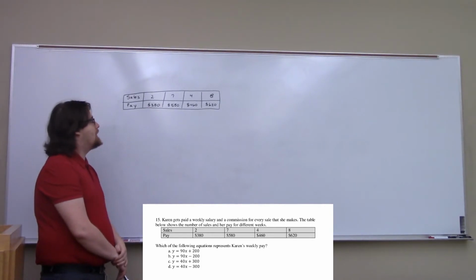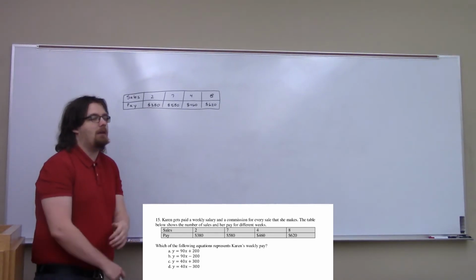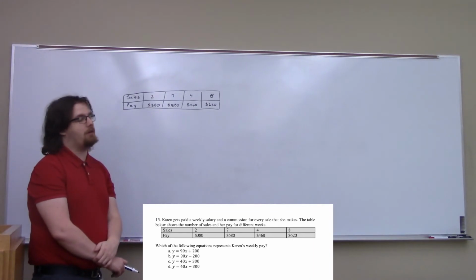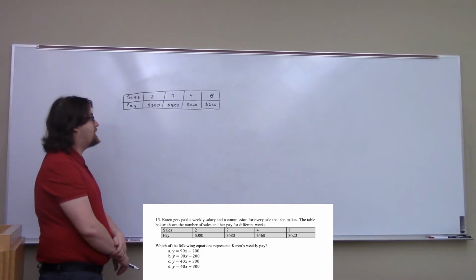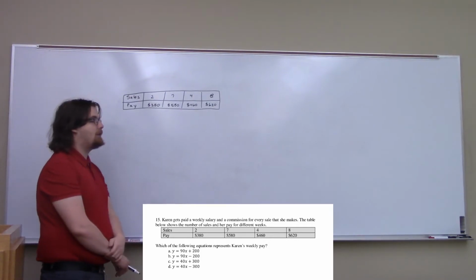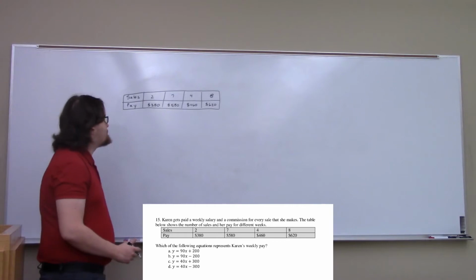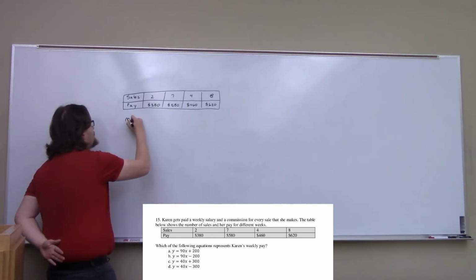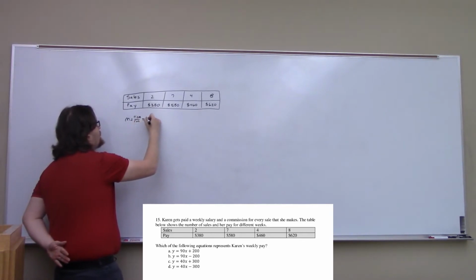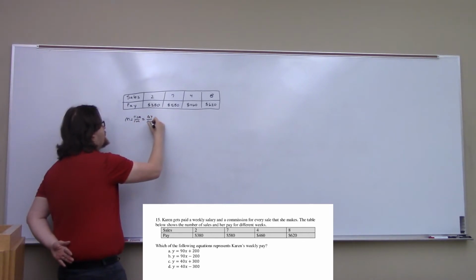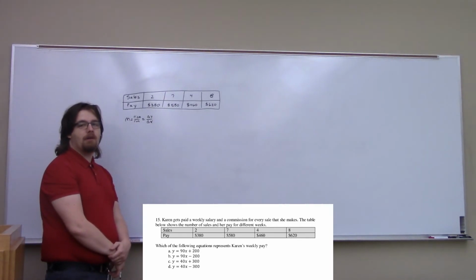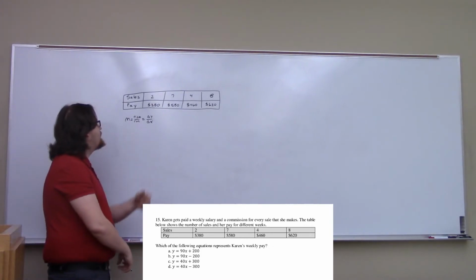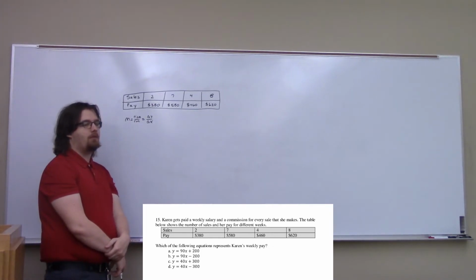To begin with, when we have a table and we're told that this is a linear equation, we can determine the slope by simply using two of these points. We recall that slope is given as rise over run, or change in y over change in x, where y is our dependent variable or our output, and x is our independent variable or input.